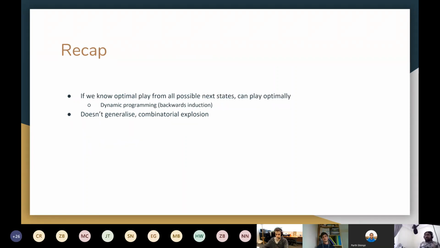To recap the important points in there, if we know the optimal play from all possible next states, then we can play optimally. This is the key idea of dynamic programming. You don't need to know what the entire rest of the game would look like. It suffices to just look one step ahead, if you already know what's optimal from that one step ahead. This does not generalize because of the combinatorial explosion.